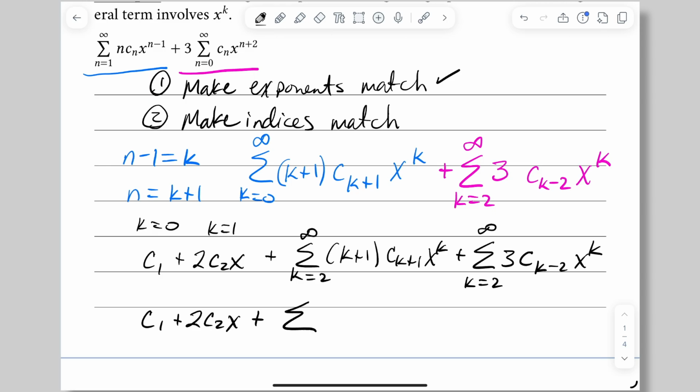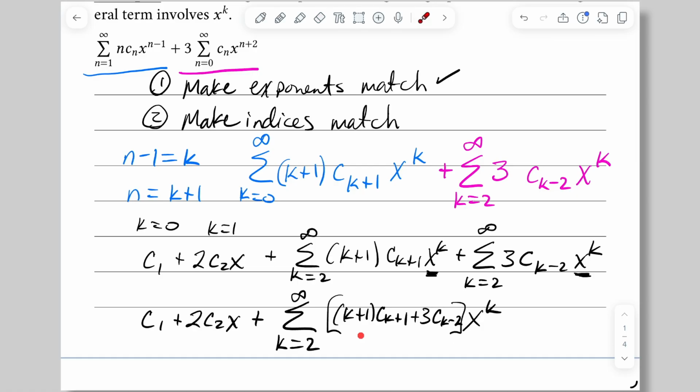Combining into a single sigma expression, since they both start at 2, our sigma expression starts at 2. Since they both have factors of x to the k, we have our x to the k. And then we have our k plus 1 c sub k plus 1 from the first sigma, plus 3 c sub k minus 2 from the second sigma. That becomes the coefficient of each term.